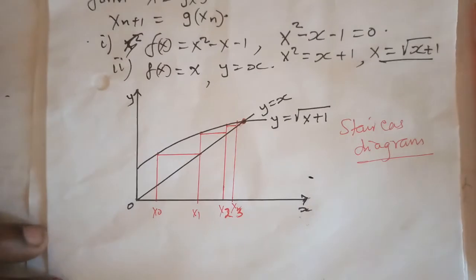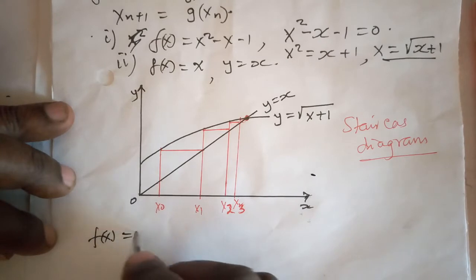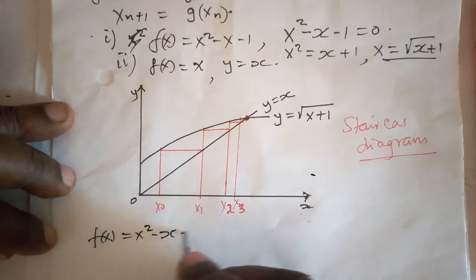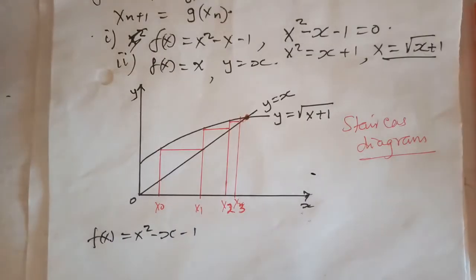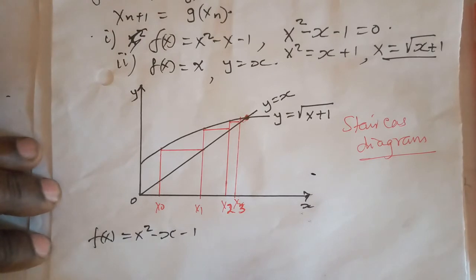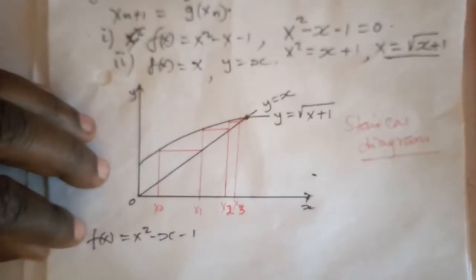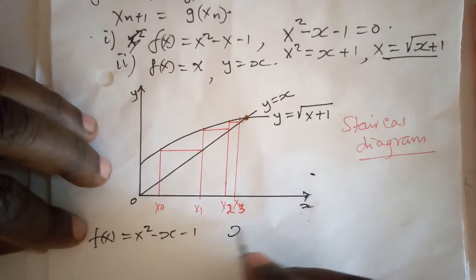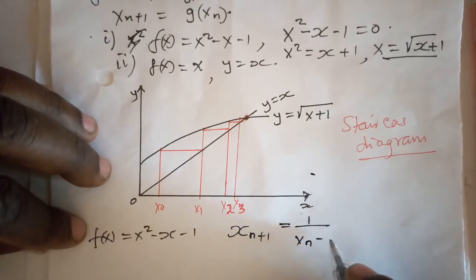For example, if we have f(x) equals the same equation, x squared minus x minus 1, we may want to make x the subject of the formula or anything else, but let us see. We are told that this one can produce an iterative formula of x_{n+1} equals 1 over x_n minus 1.